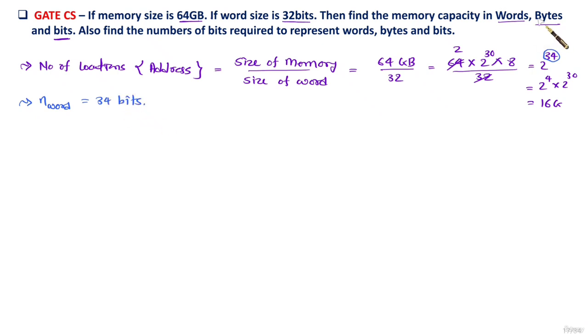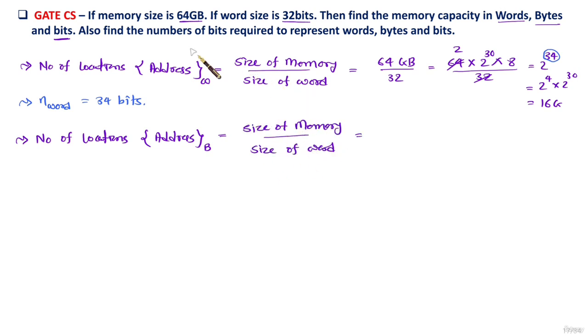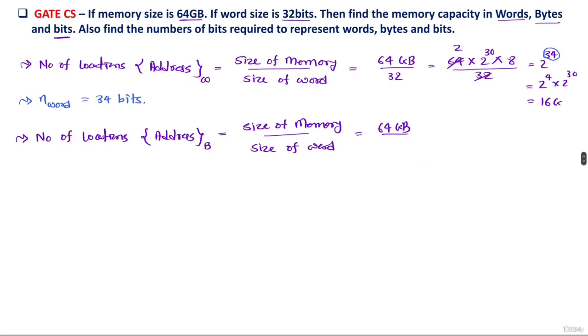Now if you want to calculate the same thing for byte, then the number of locations, that will be addresses, and here we are calculating this for bytes. Here we have calculated that for word. So here I am writing B and here I am writing word W. That has the same formula, size of memory divided by size of word. Size of memory is 64 GB, and for byte, size of word is 8 bits. So this byte and this 8 will get cancelled.